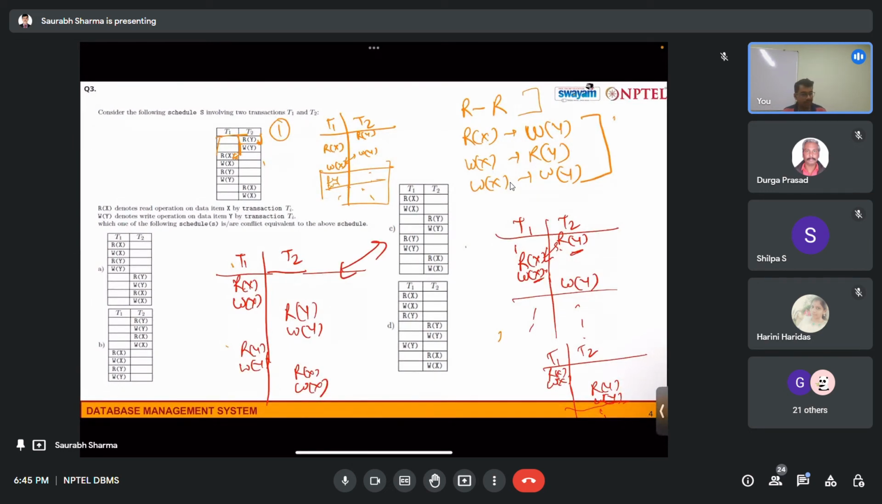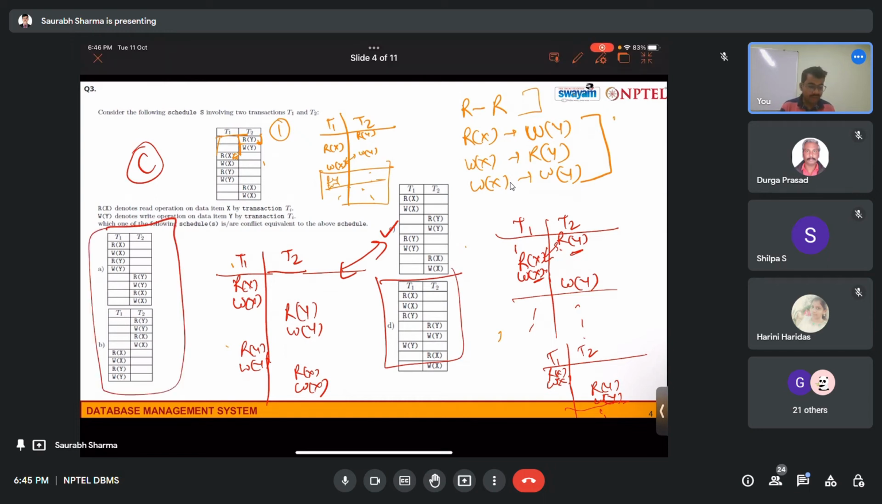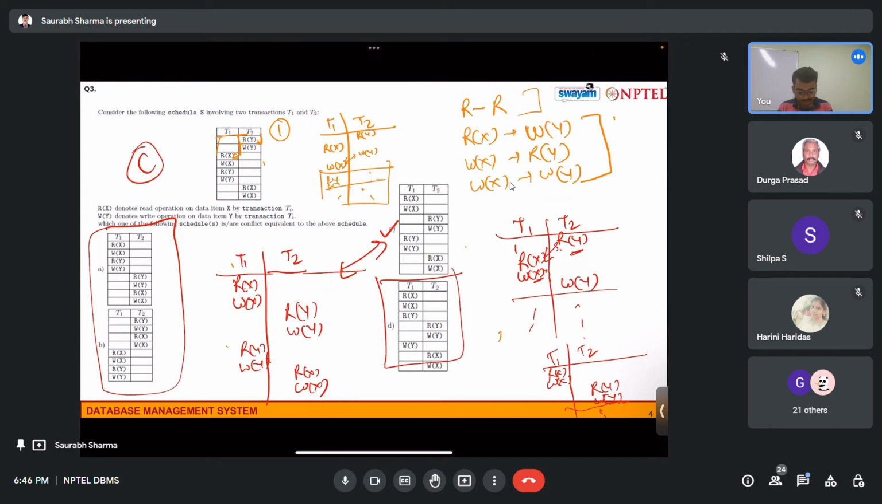You can check for the others also. There is very limited time, so I have to cover more things. The answer is C. Okay, C is the correct option. You can check all these 3 options by yourself, for practice, and you can also check whether the given schedules in between are conflict equivalent.